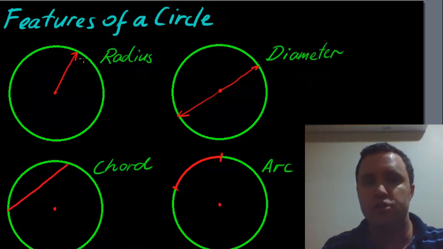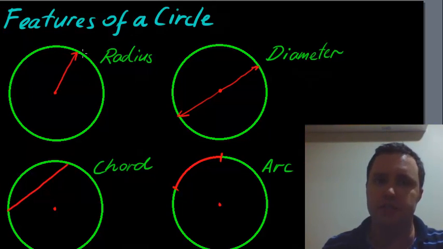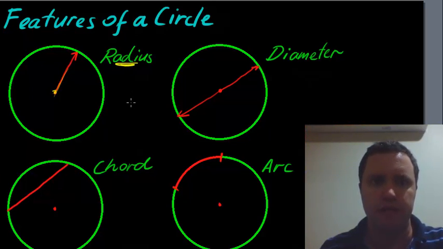A lot of this could be revision, but I'm just going to cover it here so you'll always have access. The first one we need to talk about is the radius. If we have the center of a circle here, and from the center we extend straight out like this, that's our radius. So from the center to the edge of the circle is the radius.